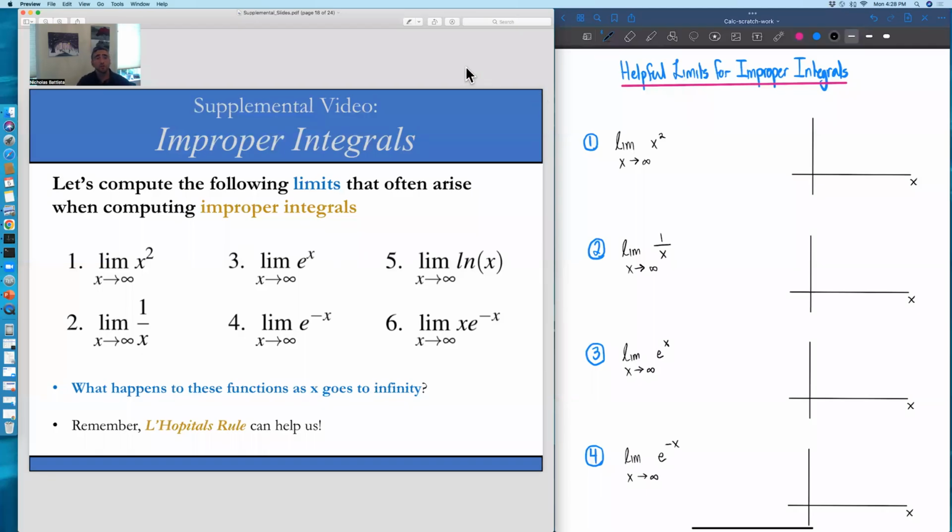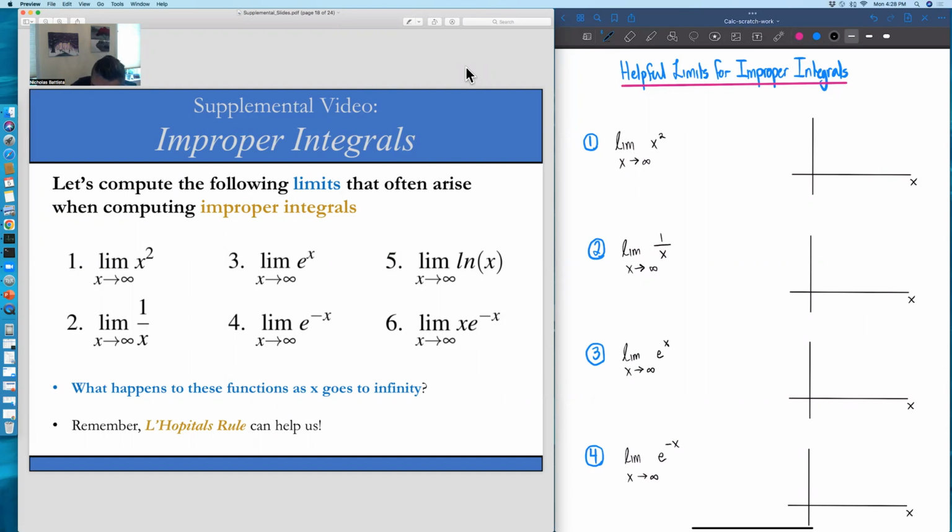In this video, I'd like to just go through a couple limits that often arise when we're working on improper integrals. In particular, what I hope to do is just remind ourselves what plots of these functions look like, so we can more easily draw what their limits are as x goes to infinity. And then the last example, we're going to see that we're going to reuse our friend L'Hopital's rule to actually help us compute a limit. So let's get going with this.